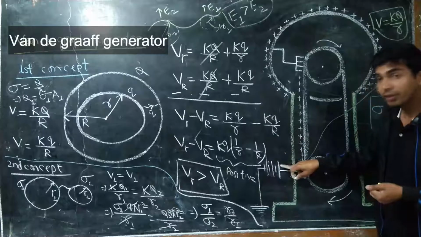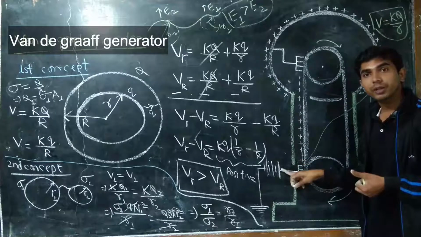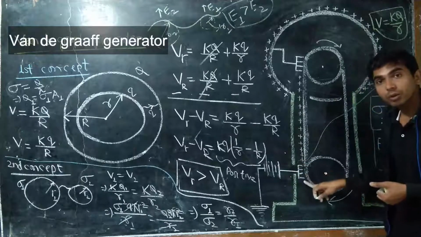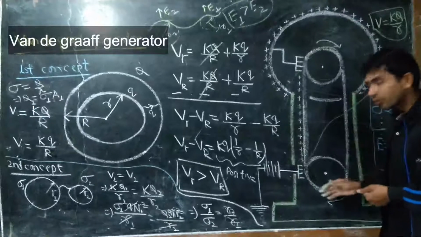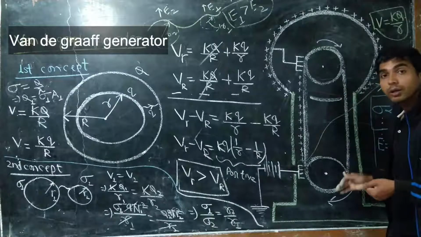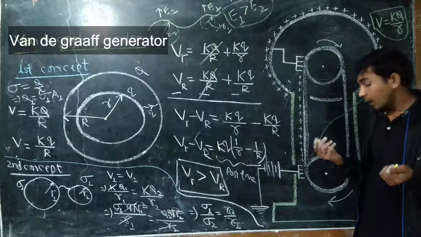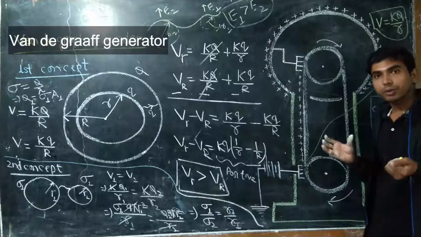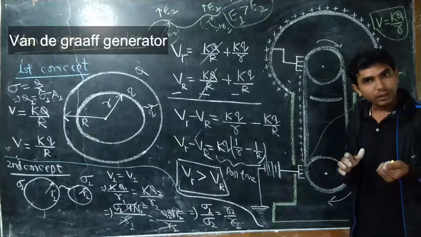See, this is the higher potential of the battery, right? So higher potential means this terminal is positive, and this one is also positive. This is your insulating belt. The belt is made up of insulating material, so it will have an equal number of positive and negative charges.